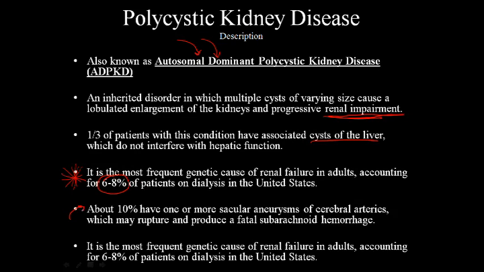Also, about 10% have one or more saccular aneurysms of cerebral arteries, which may rupture and produce a fatal subarachnoid hemorrhage. So you may actually have an aneurysm in the brain. That's something to keep in mind too, that for some unknown reason, polycystic kidney disease can cause this as well. And this is the most frequent genetic cause of renal failure in adults, accounting for 6 to 8% of patients on dialysis in the United States.